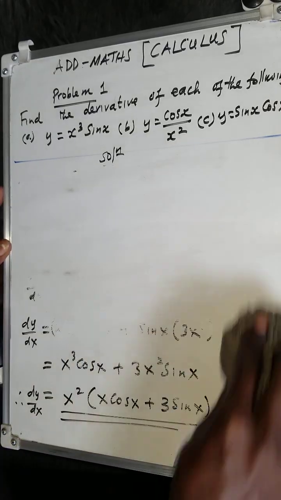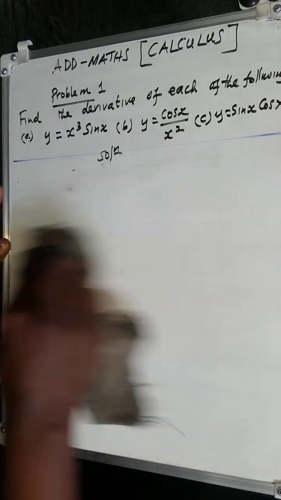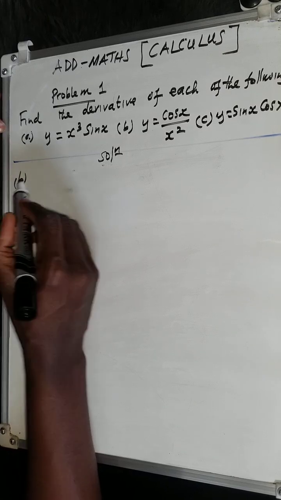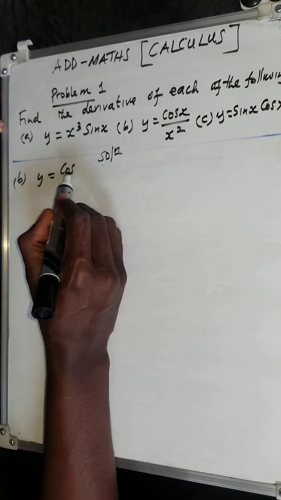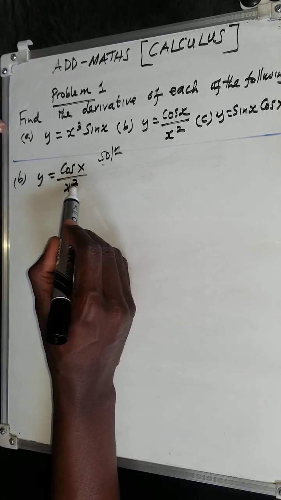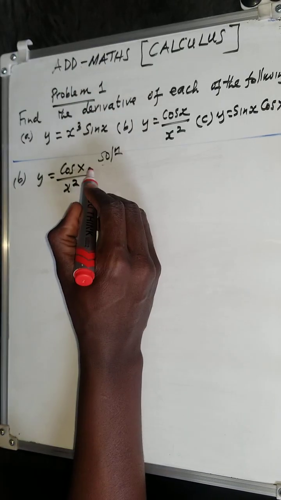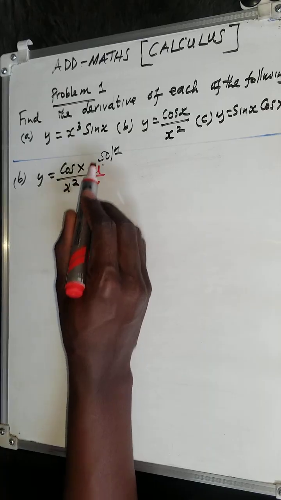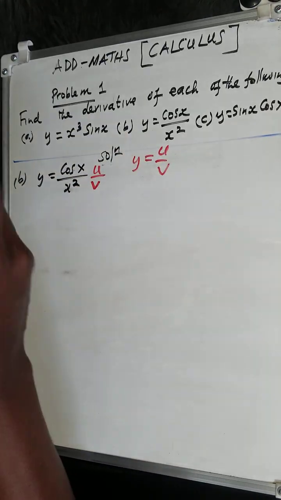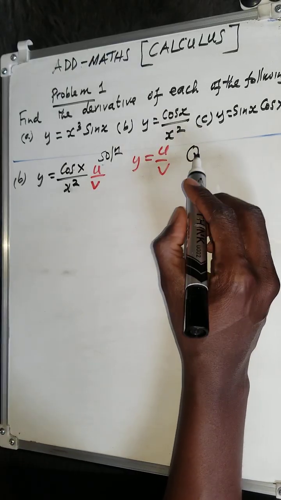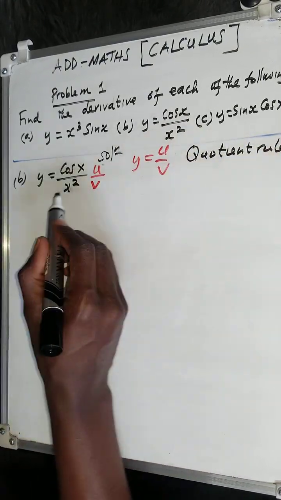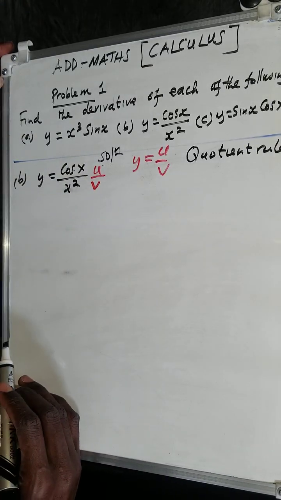The b part says y is equal to cos x over x to the power 2. If you notice here, this is your u and that is your v. It's like you're dividing, like y is equal to u over v. So if you're dividing, you need to use what we call the quotient rule when you find an expression is being divided.